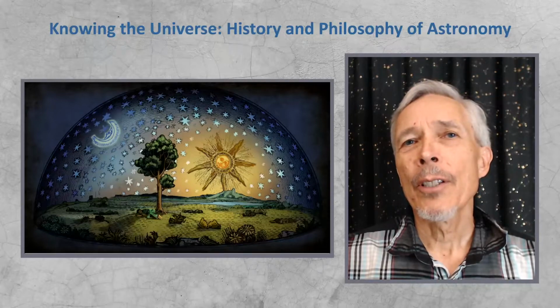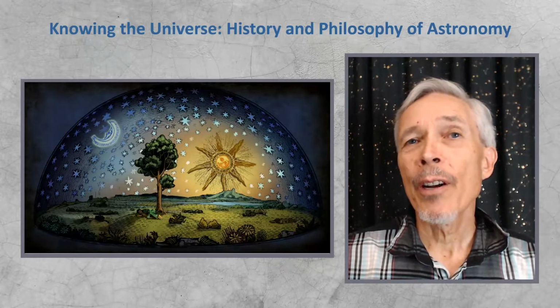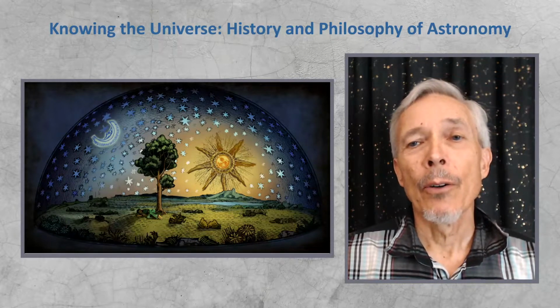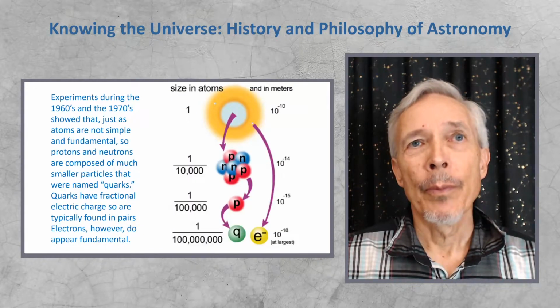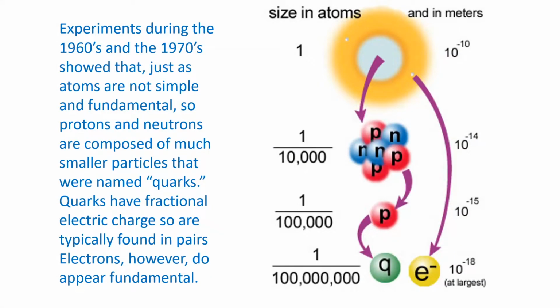Having gone down to the scale of atoms, we have to wonder if that's the end of the progression, or is there something more? So let's consider substructure. Experiments at physics installations, and particularly accelerators, during the 1960s and 70s showed that atoms are not simple and fundamental. Not just the protons and neutrons and electrons that compose an atom, but the protons and neutrons themselves were made of smaller particles that were named quarks in the 1960s.